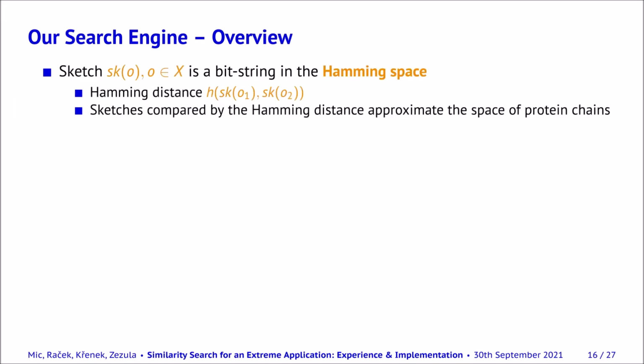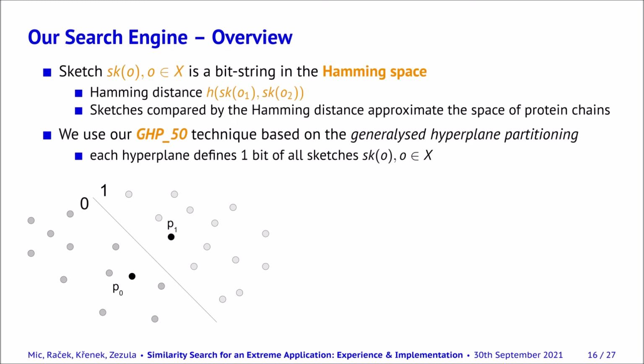A sketch of object O is a bit string in the Hamming space. Sketches compared by the Hamming distance approximate the search space, in our case the space of protein chains. We transform protein chains to their sketches by our transformation technique denoted here as the GHP50. It uses lambda instances of the generalized hyperplane partitioning to define sketches of length lambda bits.